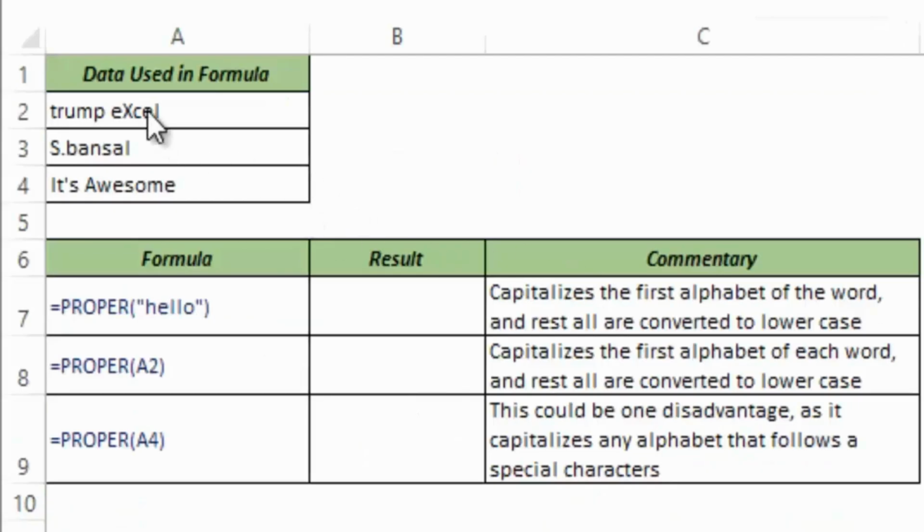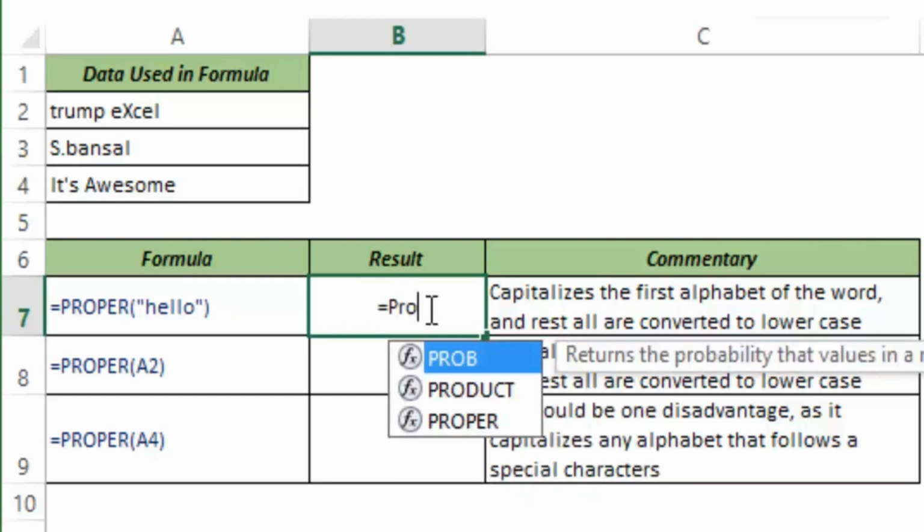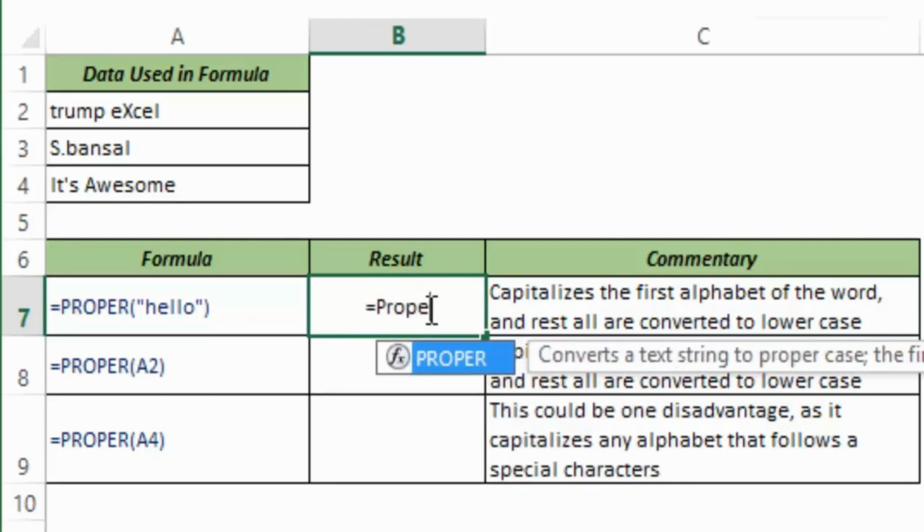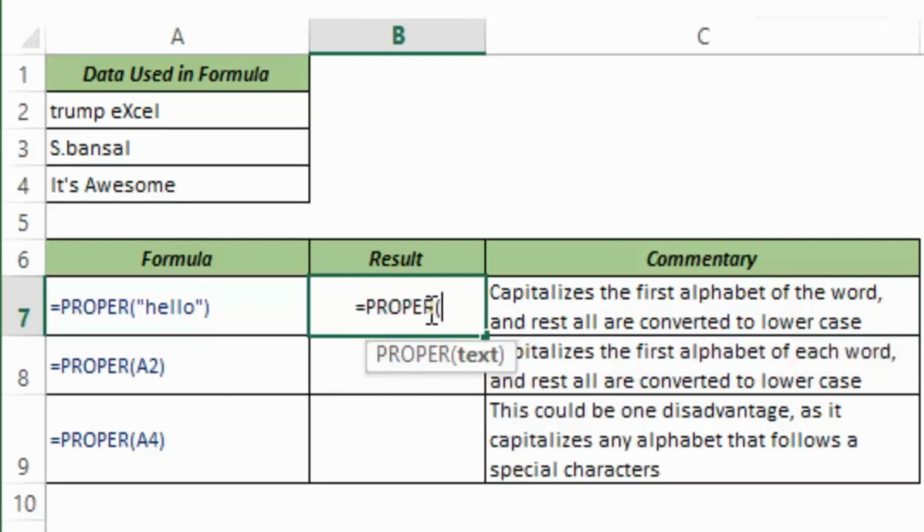Here I have some data in cell A2 to A4. Now let me show you how proper function works. So I type proper, type PRO, and you can see Excel prompts me the name of functions as I type. I hit tab to autocomplete the function. Proper function takes one argument, which is the text, and it analyzes all the words and characters in this text, and it capitalizes the first character of each word. So let me show you how this works.